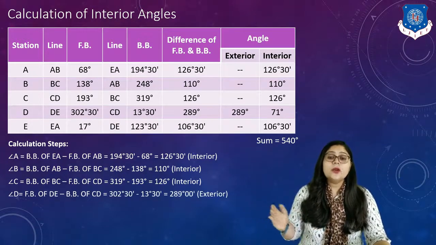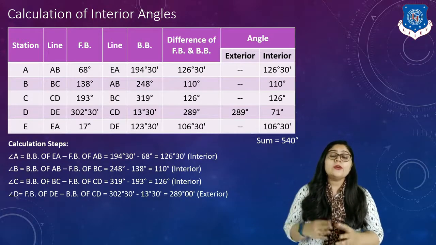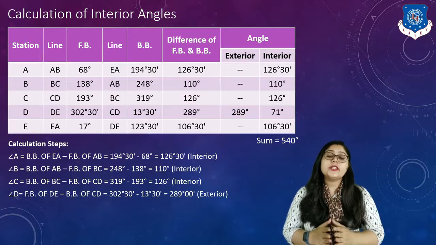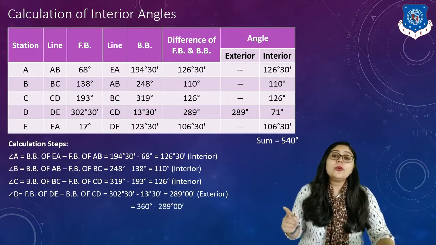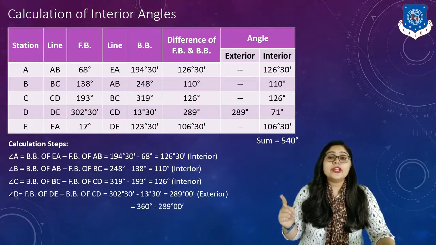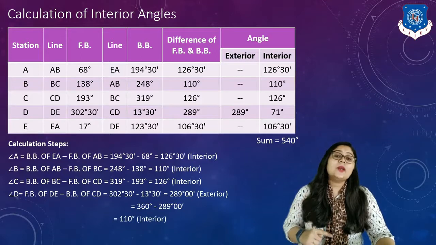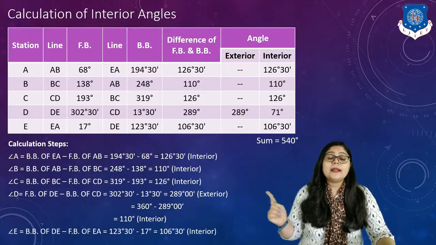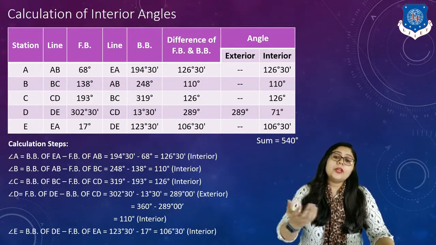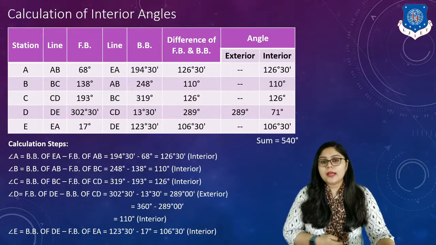Then the angle D, which is the exterior angle, when we do the forebearing of CD minus back bearing of CD, gives the answer of 289 degree, which is exterior. It means we have to do the calculation of 360 minus 289 degree. The answer is 110 degree, which is the correct answer in terms of interior angle, right? And lastly, the angle E, which is back bearing of DE minus forebearing of EA, is 106 degree 30 minute, which is the interior angle, right?